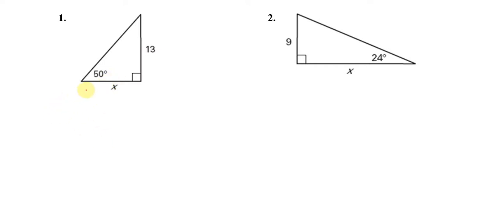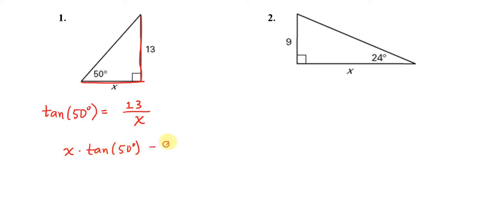So in this problem, let's set it up. Here we have an angle that we know, so that's 50 degrees, and so I'm going to write the tangent of 50 degrees is equal to the opposite side, so that's the leg that's not touching the angle, 13 divided by the adjacent leg, which is this leg, that's the leg that is touching the angle. In this case, it's x. Right? Then I want to get x by itself, so I can multiply both sides by x, and I get x times the tangent of 50 degrees is equal to 13.